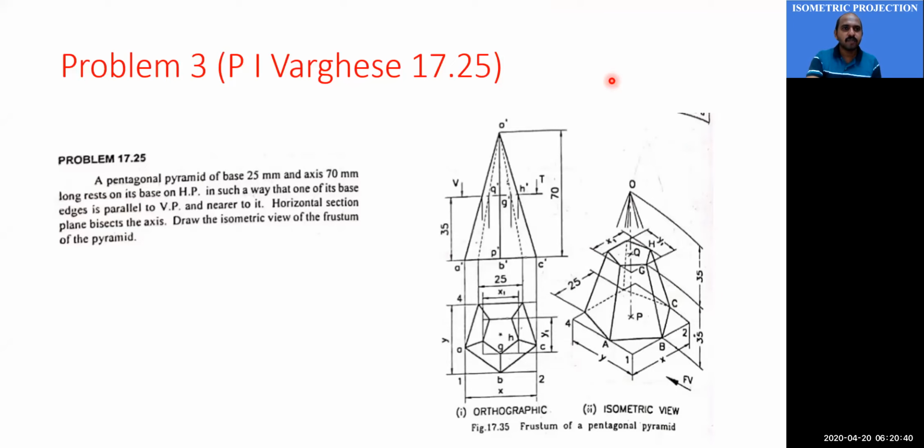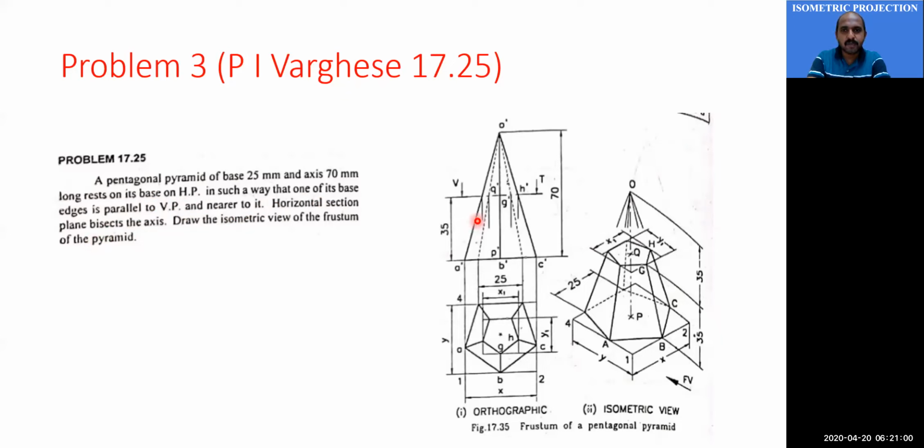Read the question. A pentagonal pyramid of base 25 mm and axis 70 mm long rests on its base on the HP such that one of its base edges is parallel to the VP and nearer to it. A horizontal section plane bisects the axis. Draw the isometric view of the frustum of the pyramid.